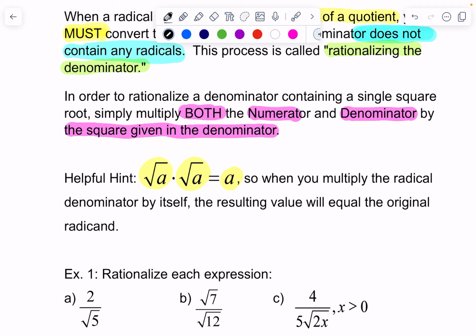Why does this happen? Because the square root of a times the square root of a is officially the square root of a squared, which equals a. And that's why anytime you multiply a radical times its exact self, it just simply equals the radicand.